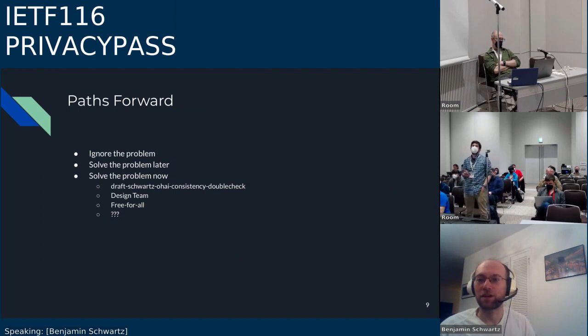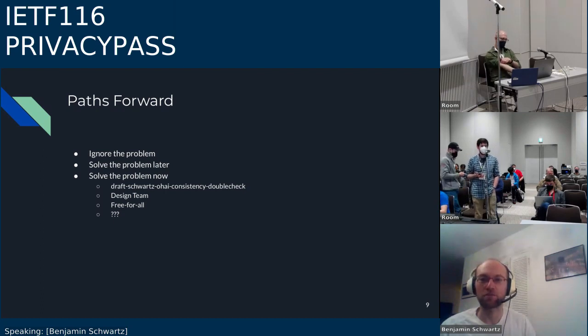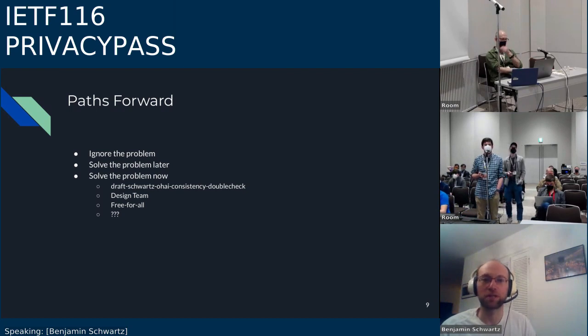I think that there are different things we can do here. We can ignore this problem, and the user agents will do something. We can say we're going to solve this later, like we're going to treat this as a separate working group, and we're going to start a long process. Or we could say, this is in scope for us in Privacy Pass, and we're going to solve it now. And if so, we have different ways forward there.